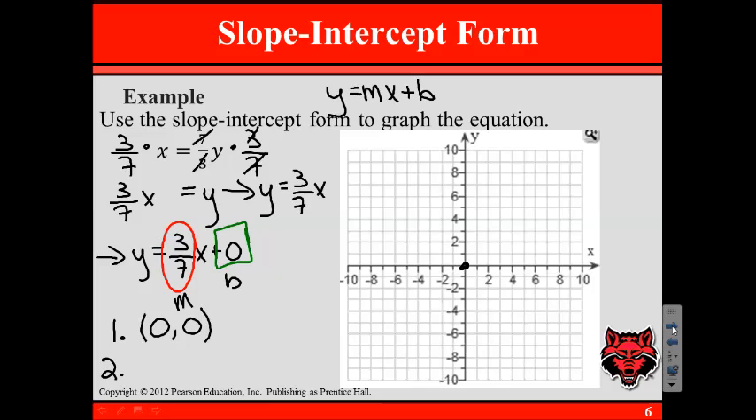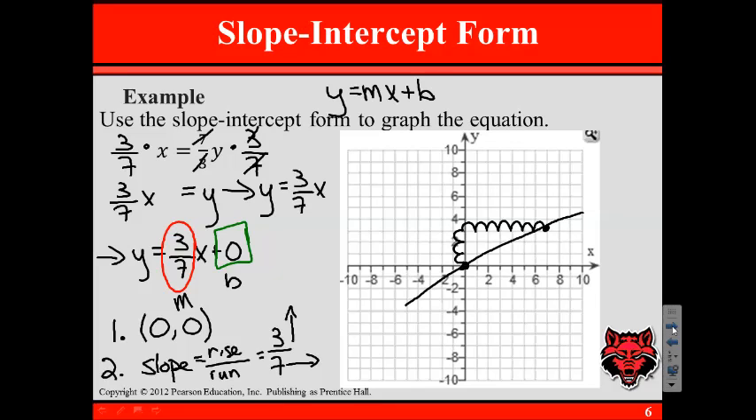We then use the information and the definition that the slope is the rise over run. We write our slope, which is 3 over 7. So the numerator is rise. We'll go up 3 and to the right 7. Starting at our y-intercept, we go up 3 units. We then go to the right 7 units. We place our second point. Once we have 2 points, we connect those 2 points with a line, put arrows at each end, and now we have the line that represents the equation.